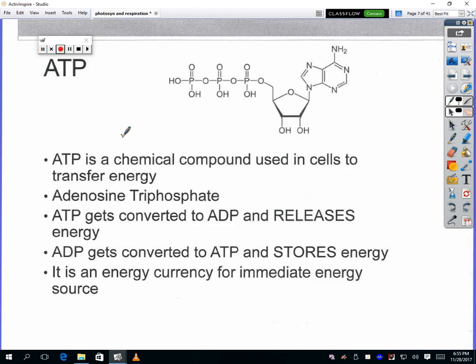So why is that important? Well, the whole point of getting energy is to form this substance called ATP. And ATP, as it says, is a chemical compound used in cells to transfer energy. So it's called adenosine triphosphate, and it's a pretty easy thing that happens here. Right now you're looking at ATP. All right, this is adenosine triphosphate. Phosphate 1, phosphate 2, and phosphate 3. You want to jot that down there.